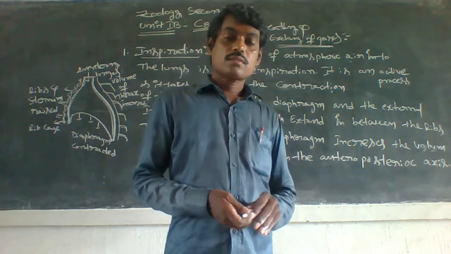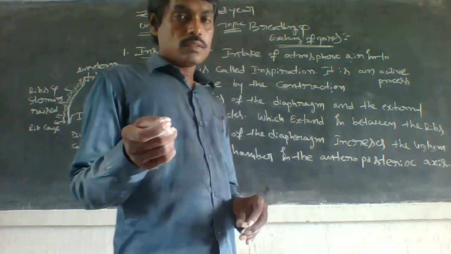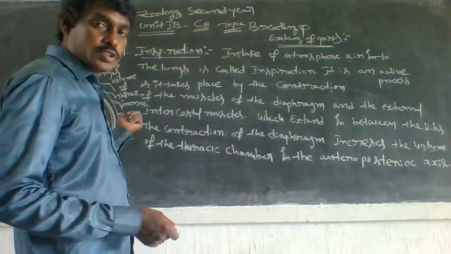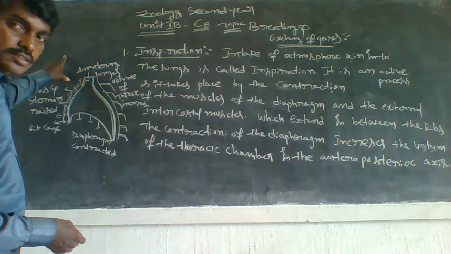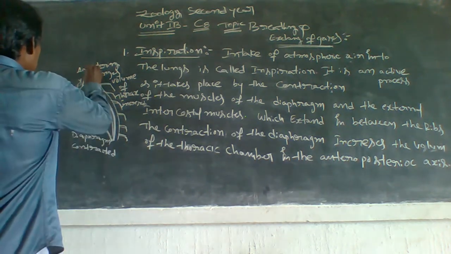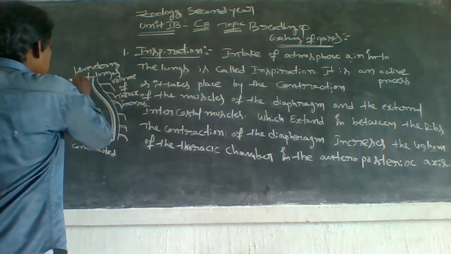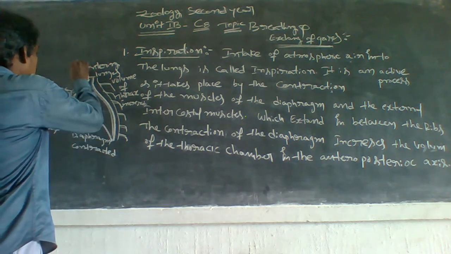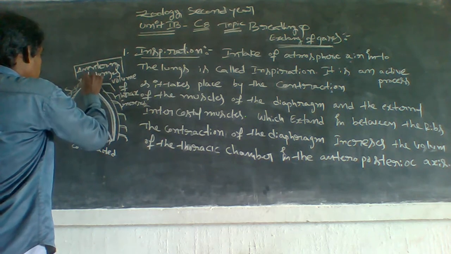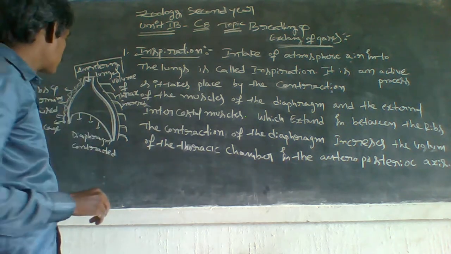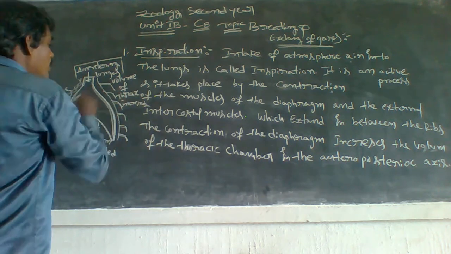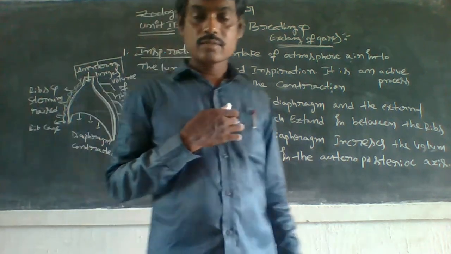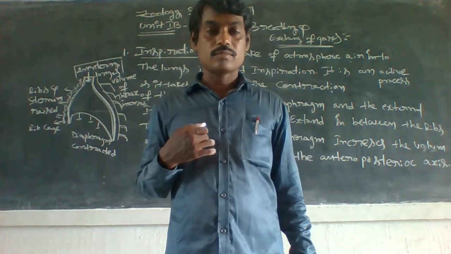Now we see inspiration first. This is the diagrammatic view of inspiration: air entering the lungs, and the volume of the thorax increased. This is the thoracic region.